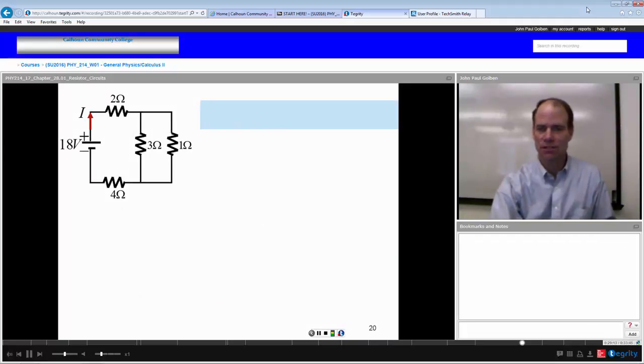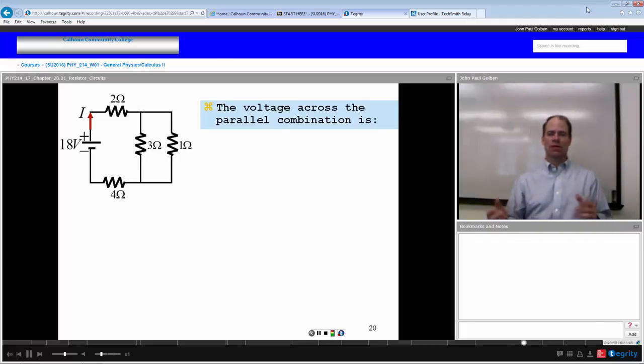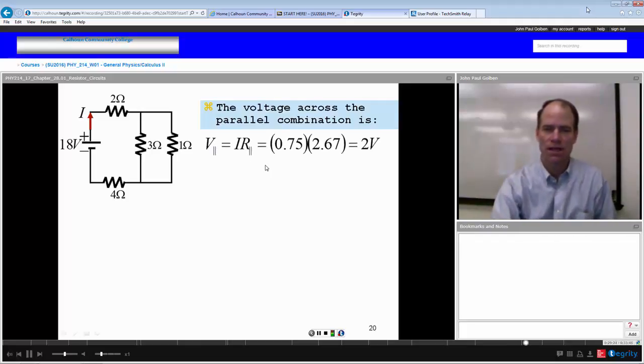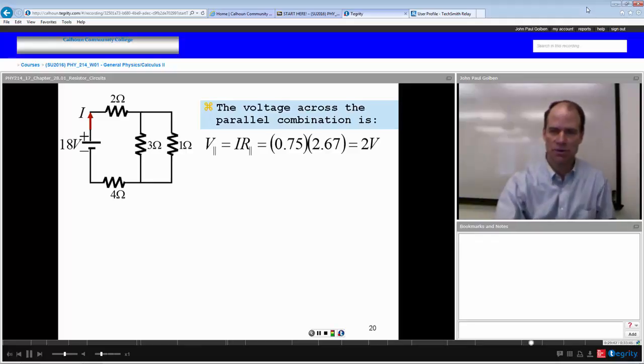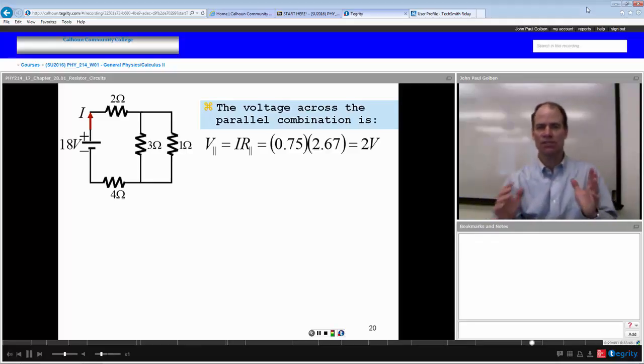What about the 2 resistors in parallel? Well, we know that the voltage across that parallel combination will be equal to the voltage across that 0.75 ohms, and that's going to be 0.75 ohms times 2.67 amps, or 2 volts. And things in parallel have the same voltage as their equivalent parallel combination. So the 3 ohms is going to have 2 volts across it, and the 1 ohm is going to have 2 volts across it.